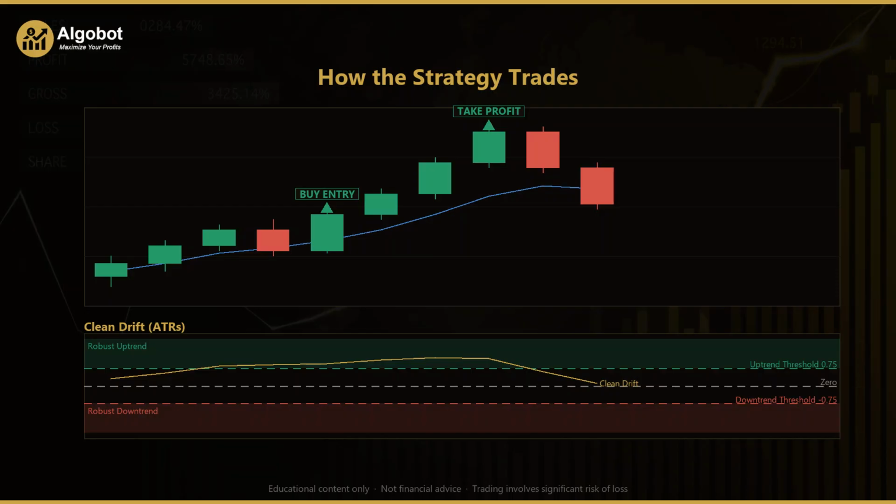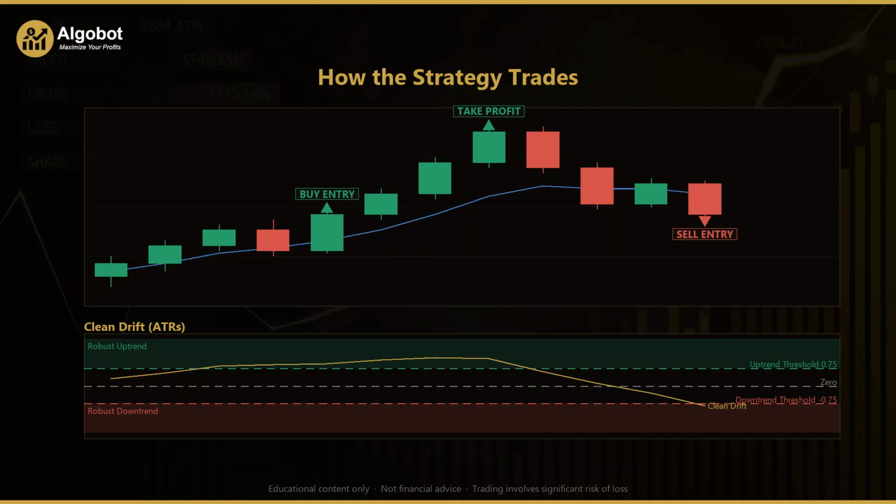Now the character of the market changes. After the peak, candles begin closing lower and the gold drift line rolls over. It falls back through zero and keeps sliding, and by the 12th candle it has pushed below the red downtrend threshold at minus 0.75. The strategy now recognizes a robust downtrend.